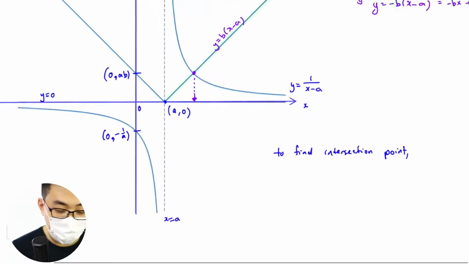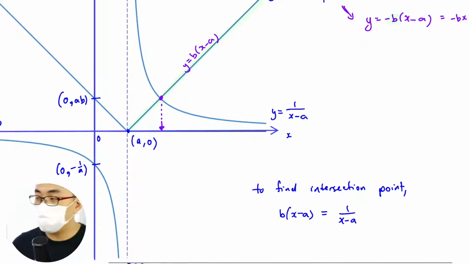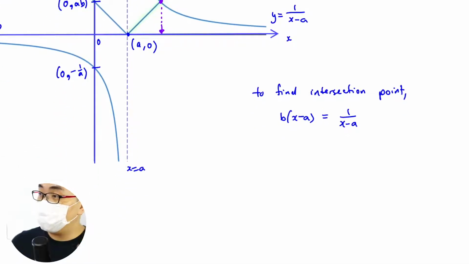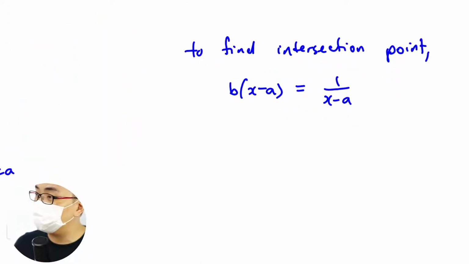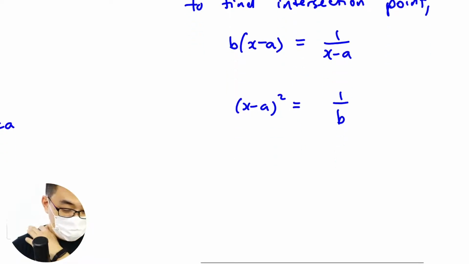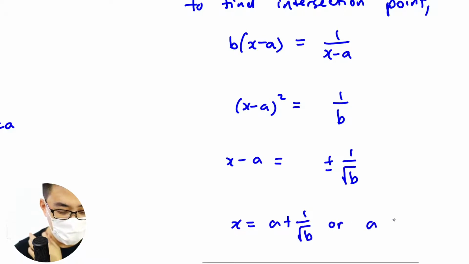So essentially what you get is b(x minus a). Now, like I say many times, A-level questions are typically very elegant because you don't need a lot. It's heavily relying on concept. So if your concept is screwed, you pretty much are screwed here. This is a very easy equation to solve, right? This will be (x minus a) squared equals 1 over b, so x minus a is plus minus 1 over square root b. And then x is just a plus 1 over root b, or a minus 1 over root b.